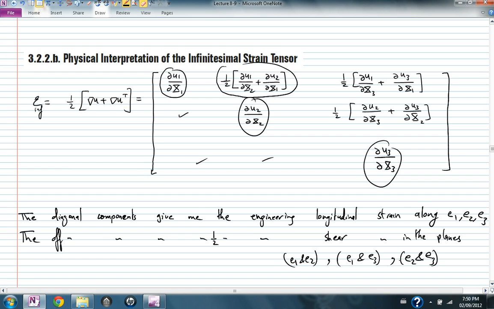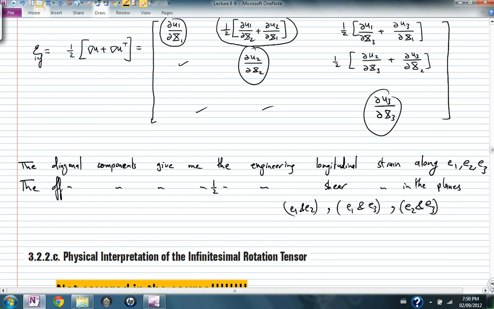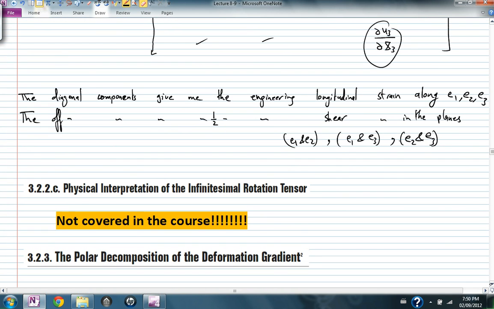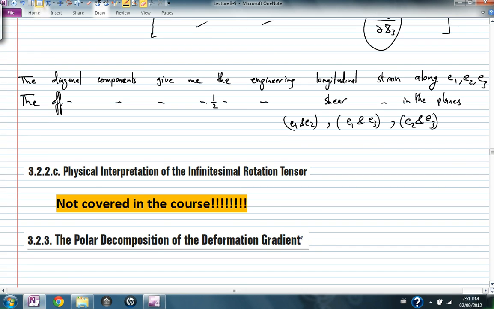Now, before we continue with the different strain measures, I will just introduce a concept that I will probably not ask you about in any of your exams, which is the polar decomposition of the deformation gradient. So not covered in the exam.